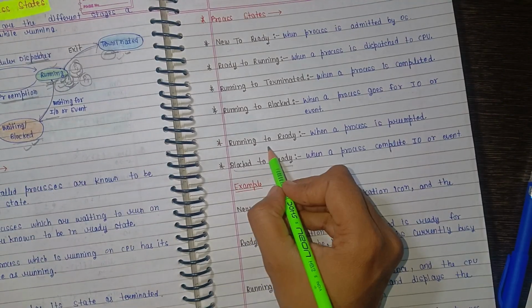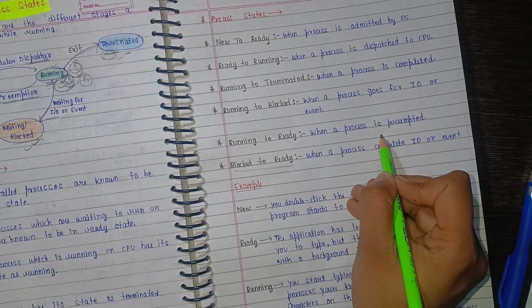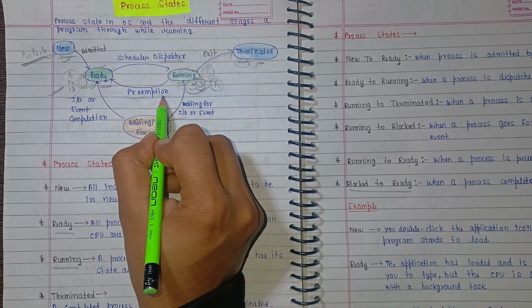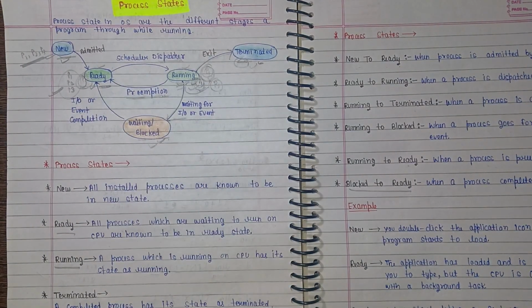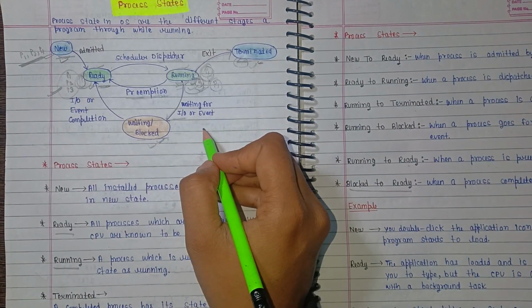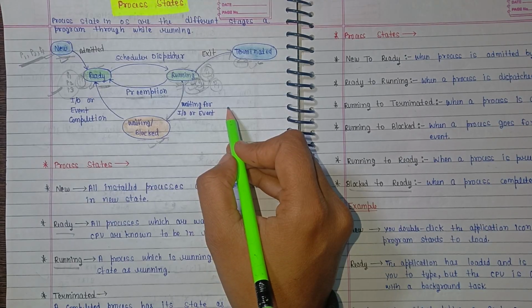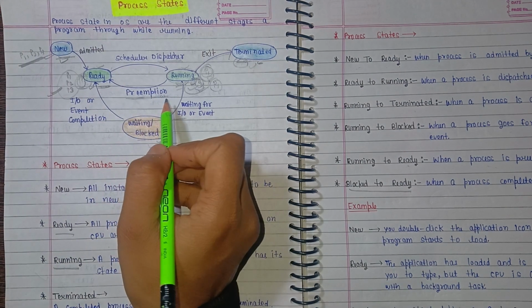And running to ready, when a process is preempted. Basically in preemption, our process is not completed and does not want to perform any input output or event operation, but we will remove the process forcefully from the CPU so that we can perform another operation. Okay, so this is basically preemption.